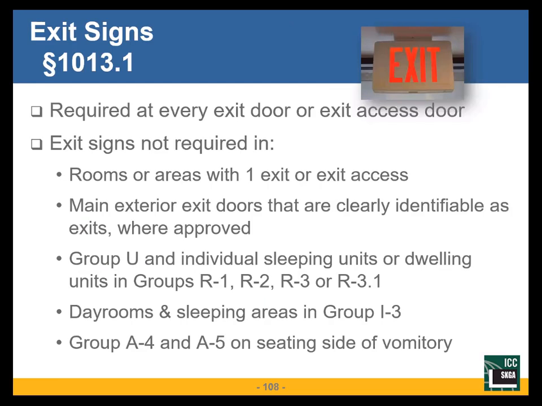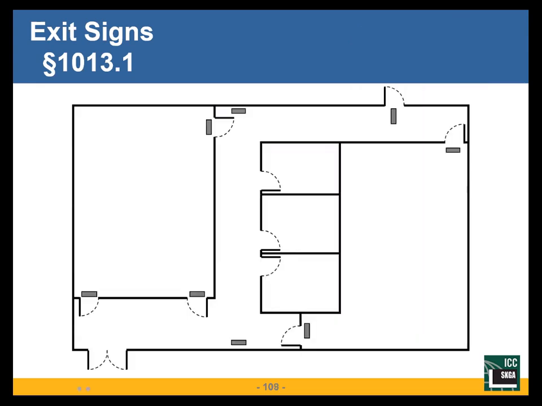When do I need exit signs? Basically, code says when you have an exit door, every exit door needs an exit sign. But then it says, well, wait a minute. If you only need one exit, you don't need the exit sign. Or if you have a main exit that's clearly identifiable, you don't need an exit sign over that door. So there are some exceptions there.